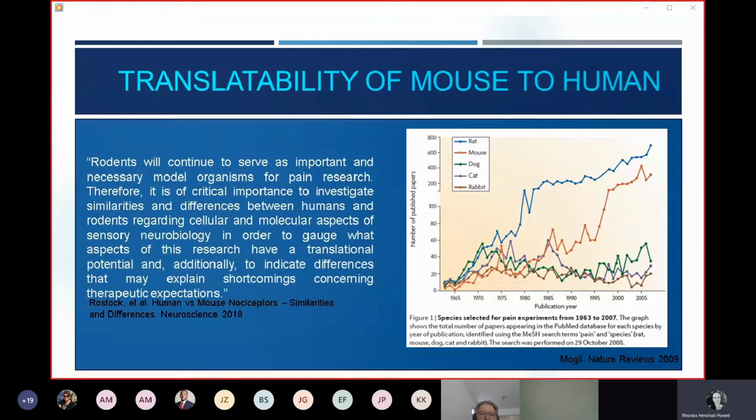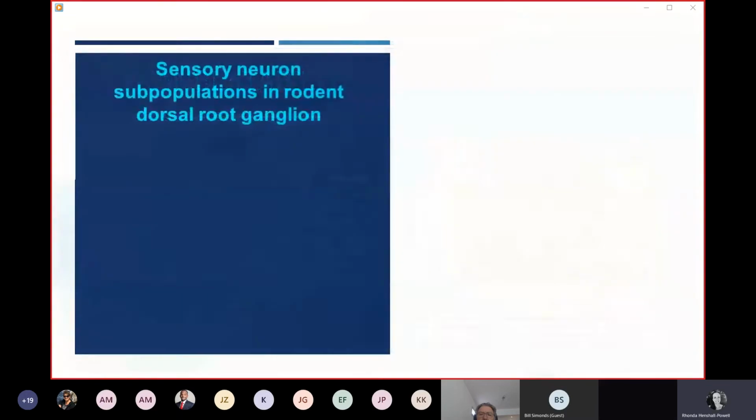So I'll read that. Rodents will continue to serve as important and necessary model organisms for pain research. Therefore, it is of critical importance to investigate similarities and differences between humans and rodents regarding cellular and molecular aspects of sensory neurobiology in order to gauge what aspects of this research have a translational potential, and additionally to indicate differences that may explain shortcomings concerning therapeutic expectations. So again, this is speaking to translatability issues that may be stemming from these differences in gene expression profiles between mouse and human. And in the end, are we actually just looking at mouse pain and not human pain?